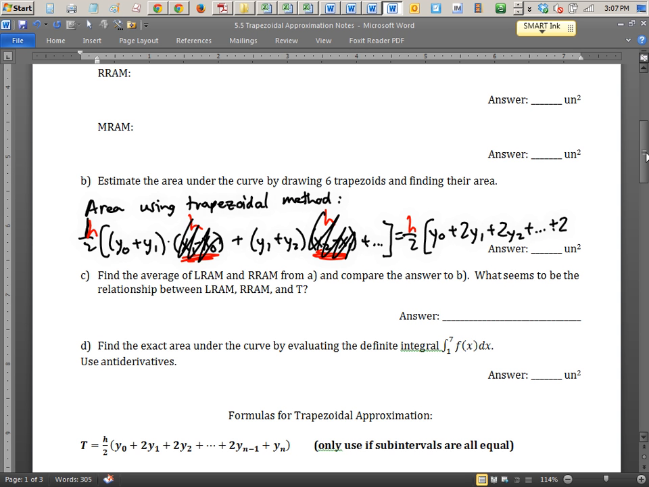Then there's going to be a 2 times y sub n minus 1, and then there will be a y sub n. So the first and the last terms do not have a 2, but the middle ones all do have a 2. Okay, you don't have to erase, but I need to. And I'm going to get that answer right now.